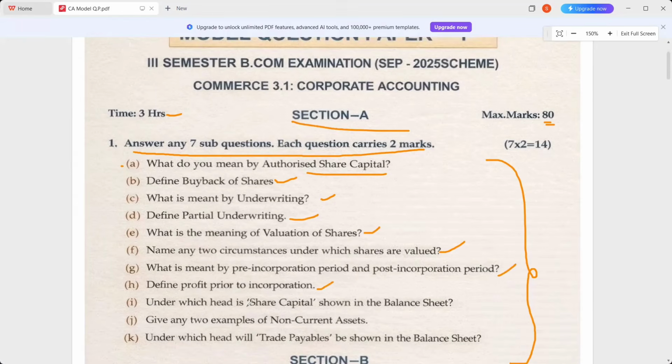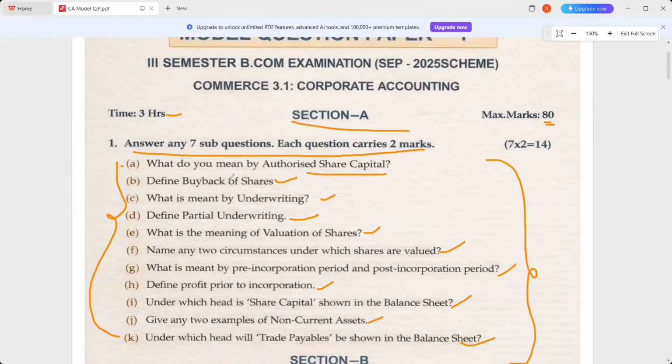Under which head is share capital shown in the balance sheet? Give any 2 examples of non-current assets. Under which head will trade payables be shown in the balance sheet? For all these questions, you have to write 2 marks answers. Just write the meanings, and the answers for all these questions you can get in the short videos. Some I have uploaded and some I will upload shortly.